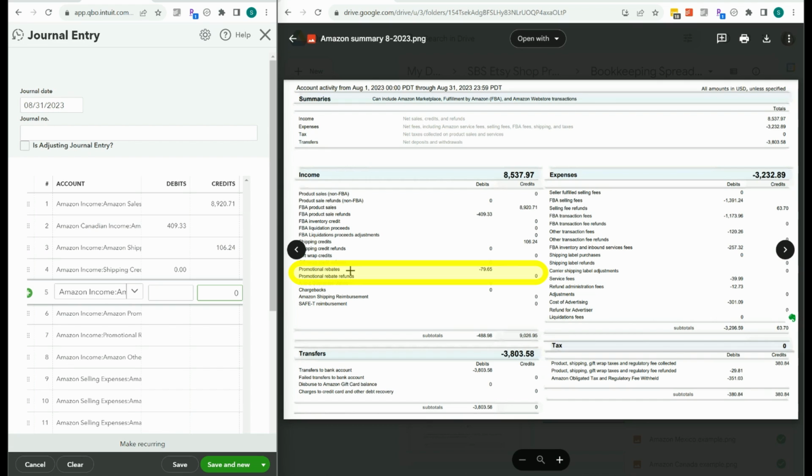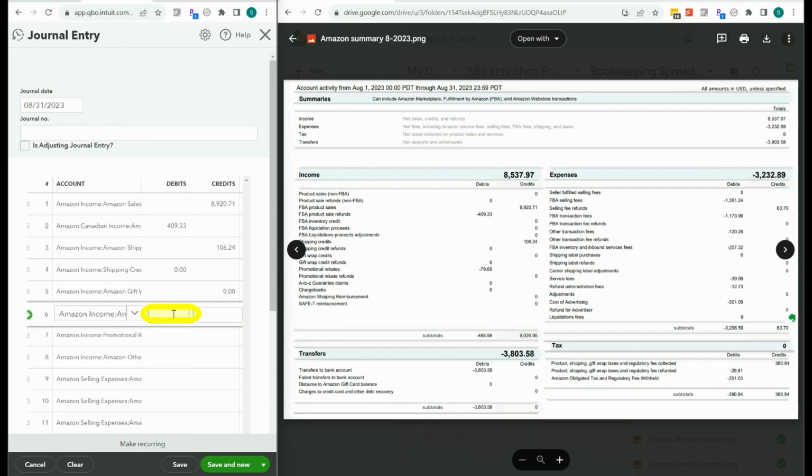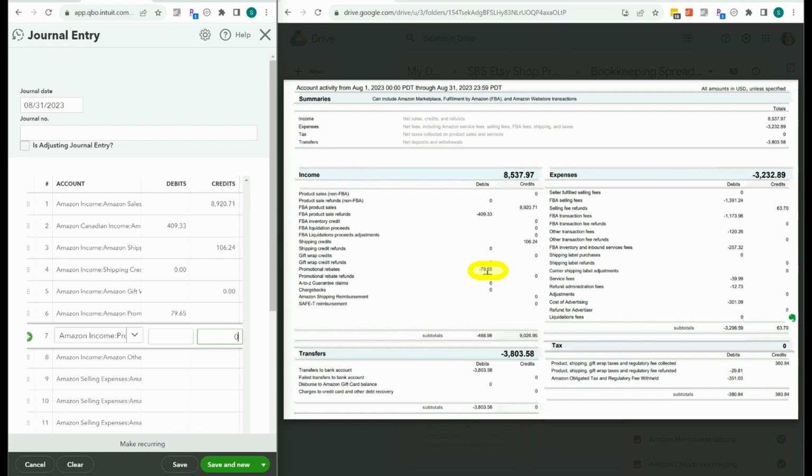Moving along, we have promotional rebates and promotional rebate refunds. So promotional rebates is this line right here, and then the refunds is this line right here. Now, promotional rebates, you can see that this is the line we're working on. It follows the opposite pattern of the others. Most often, or always, the promotional rebates are going to be in the debit column, and any refunds would be in the credit column. But as you can see, that value is in the debit column there.